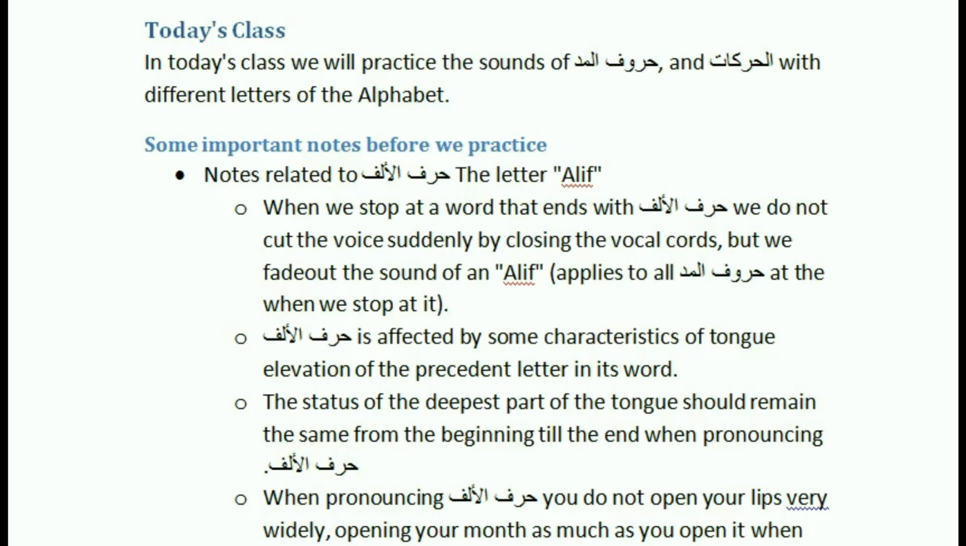Before we start, I want to put the spot on some important notes. When we stop at a word that ends with Harful Alif, that ends with the letter Alif, we do not cut the voice suddenly by closing the vocal cords. For example, the word Musa ends with an Alif. When we pronounce this word, we don't say Musa, Musa. We don't just close the vocal cords, but we fade out the sound of the Alif until the sound disappears.